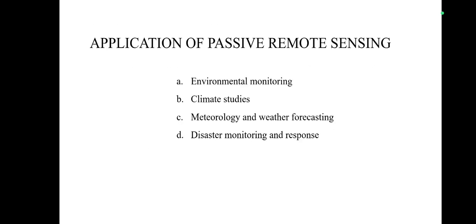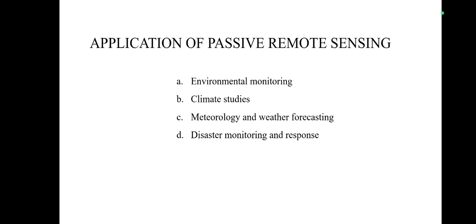So next, some of the applications of passive remote sensing. Environmental monitoring. Environmental monitoring is nothing but monitoring the environment through passive remote sensing. Next one is climate studies. It can be used to study the climate, weather, and so on. So that is climate studies, meteorology, and weather forecasting. We can forecast the weather, whether it is rainy or summer or autumn or winter. It can be forecasted using passive remote sensing.